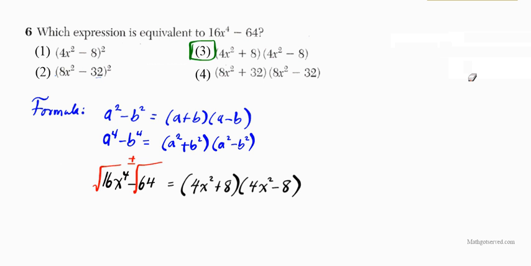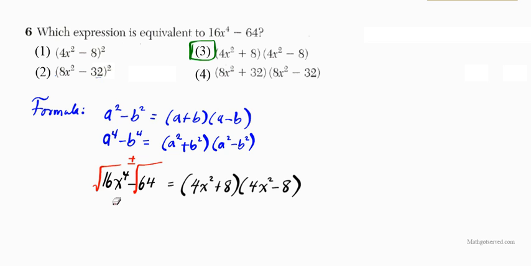Okay, and then question 6 is testing our ability to factor. We're going to be using the difference of squares formula extended to the difference of 4th-degree polynomials. All you have to remember is when you have the difference of two terms that have even powers, you simply take the square roots and then you express the roots as sums and differences.